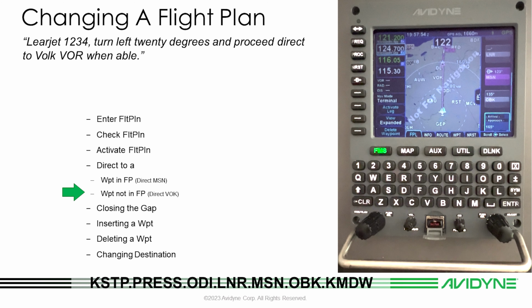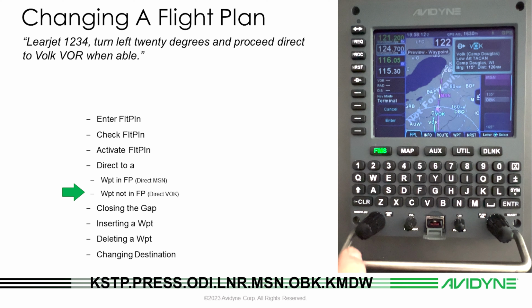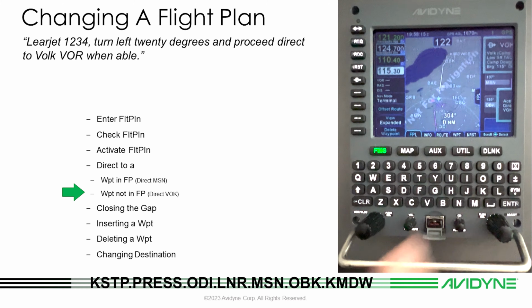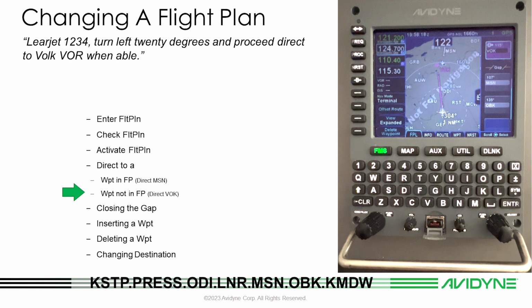Sometimes we are asked to go directly to a waypoint that is not in our flight plan. Let's see how to do that. Continuing this scenario, we are proceeding direct to Madison when we get a call from ATC. Learjet 1234, turn left 20 degrees and proceed direct to the Volk VOR when able. In this case, we will simply hit the Direct To button and then enter VOK for the Volk VOR. You'll notice that GeoFill completes the entry simply by pressing the letter V. Then press Enter to acknowledge and Enter to confirm. Okay, now we are flying direct to the Volk VOR.